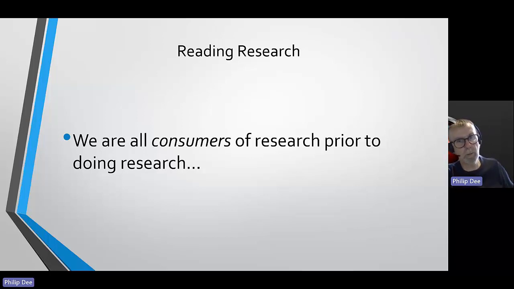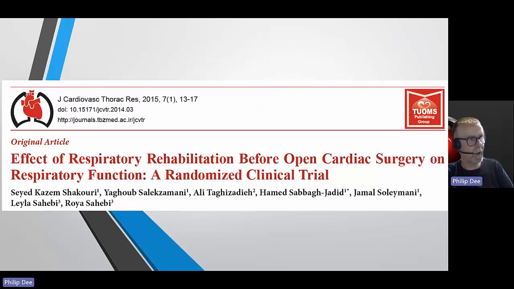So with this interest in mind, I found, really randomly, an article. It's obviously health related: the effects of respiratory rehabilitation before open cardiac surgery on respiratory function. It's a randomized clinical trial, the sort of paper many of us find ourselves reading, sometimes with great difficulty. Let's see how numbers appear in a relatively typical paper.